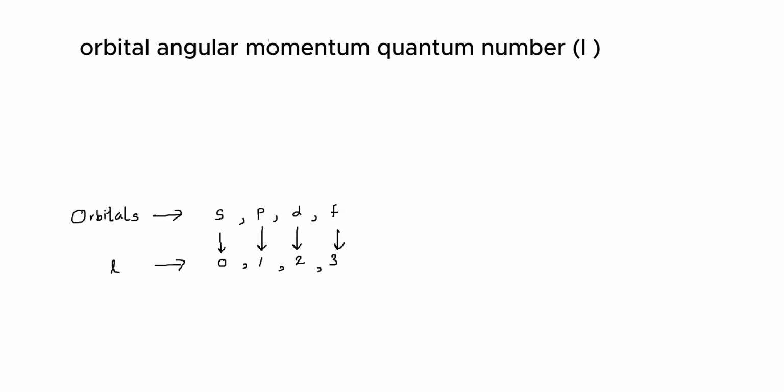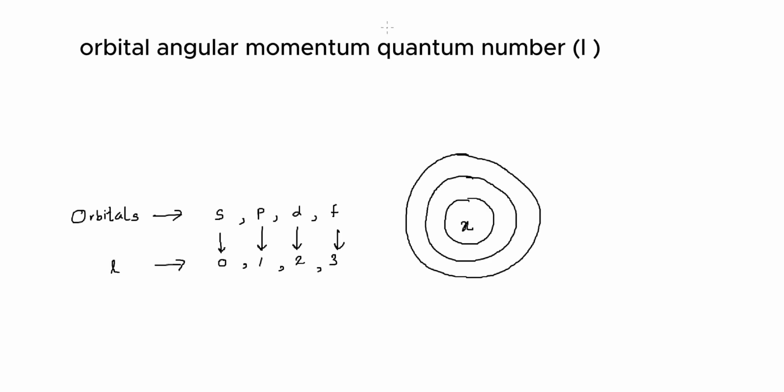The next quantum number, the orbital angular momentum quantum number l, follows the principal quantum number. It determines the shape of the orbital. For s orbitals, the value is 0. For p orbitals, it is 1. For d orbitals, it is 2. And for f orbitals, it is 3. Each energy level can contain different types of orbitals depending on the value of n.